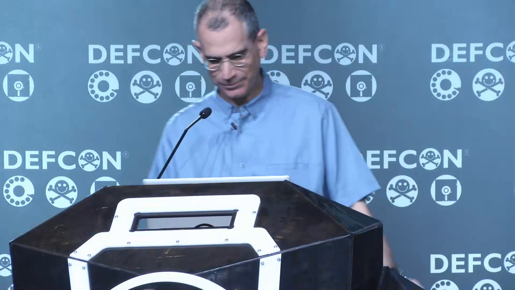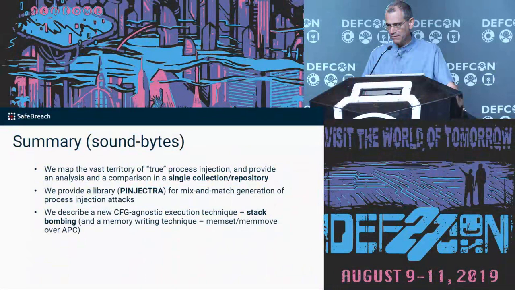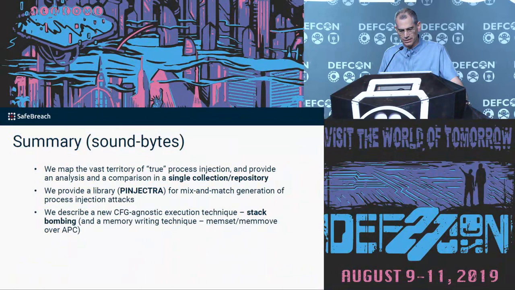Thank you, Itzik. So what have we seen today? We actually have three deliverables through our project. One is a mapping of the vast territory of true process injection, and together with that we provide an analysis and comparison. It's all in a single collection, repository, compendium, however way you like to call it. It's part of the DEF CON deliverables from our side, so it's a PDF document for your enjoyment and pleasure. It's also on our website.